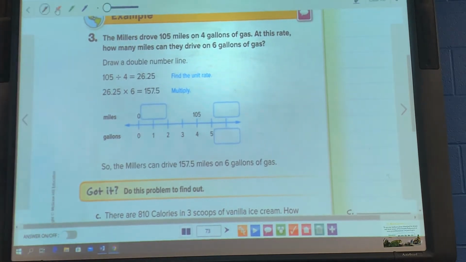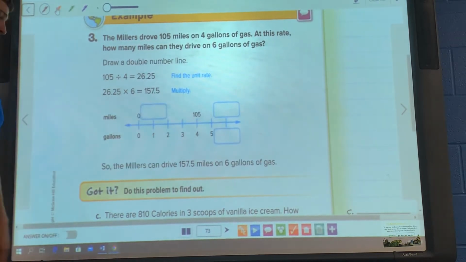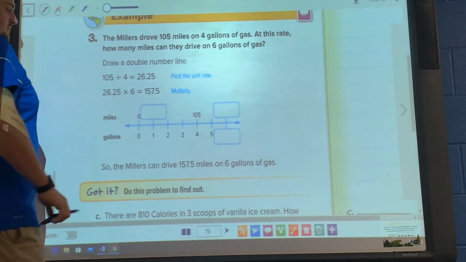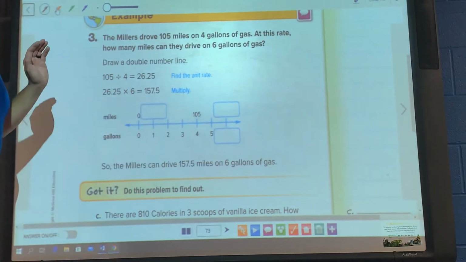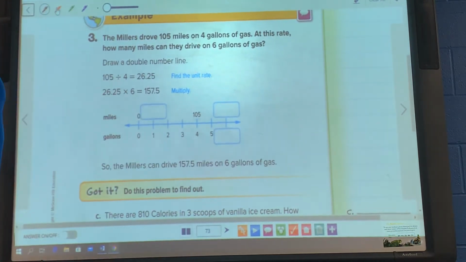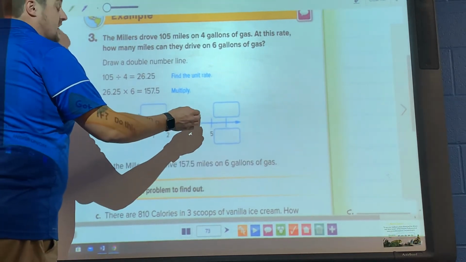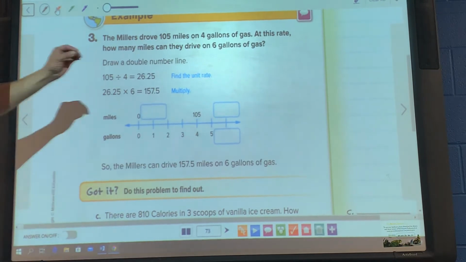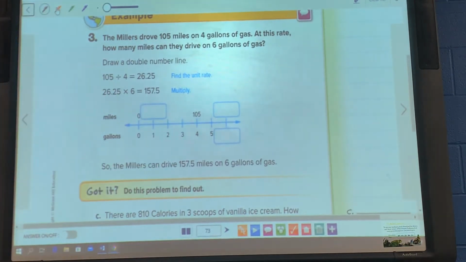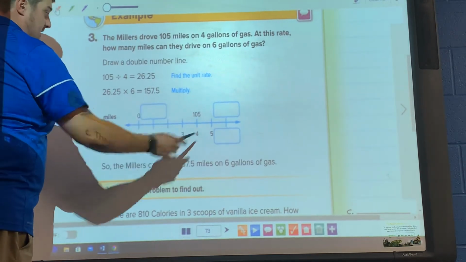All right, well, one way to do this is to draw a number line. Okay, we can write that out. So we have 0, 1, 2, 3, 4, 5, so many gallons. Now here's our mileage. If they drove 105 miles on 4 gallons of gas, we got to figure out what their unit rate is, what they're doing every gallon of gas. Well, to do that, you would do 105 divided by 4.